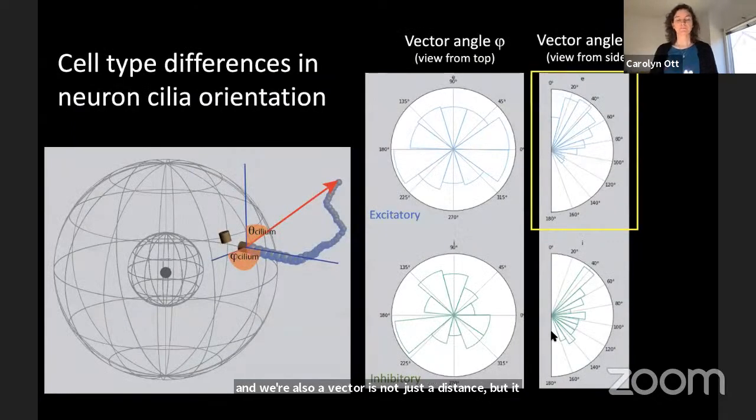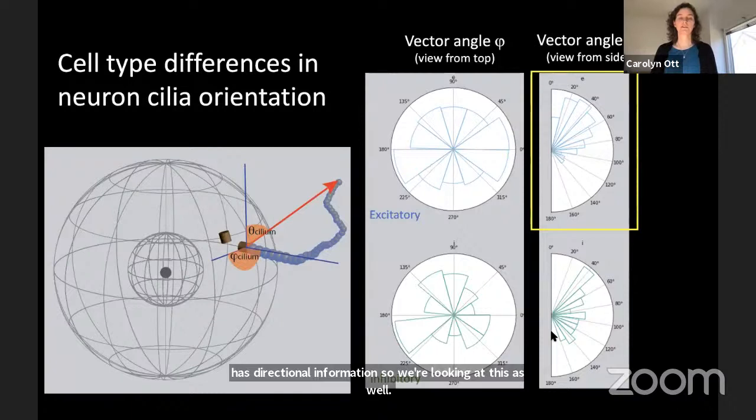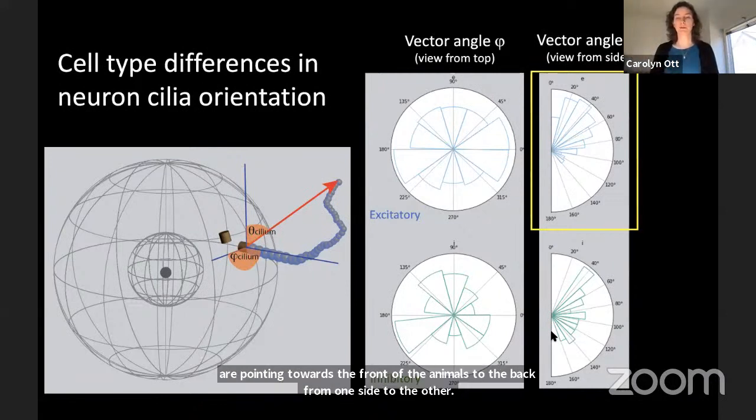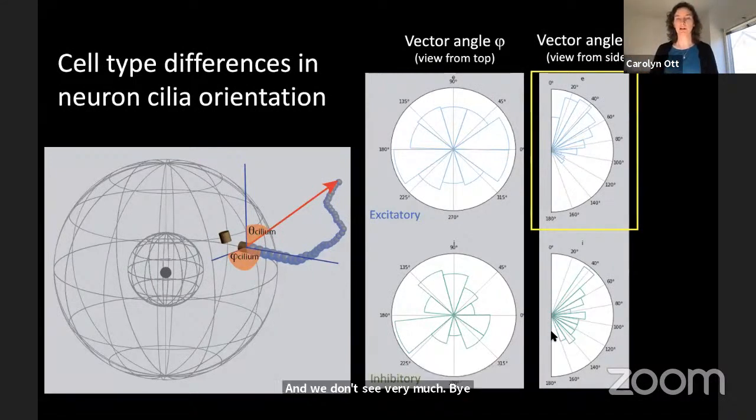And here, I've drawn on the left, you can see that there are 2 angles that we're considering for the cilia vector. The angle on the left, the angle phi, is as if you're looking down from the top on the brain and you're trying to see: is there any bias in the cilia pointing towards the front of the animals, toward the back, from one side to the other? And we don't see very much bias in this direction.